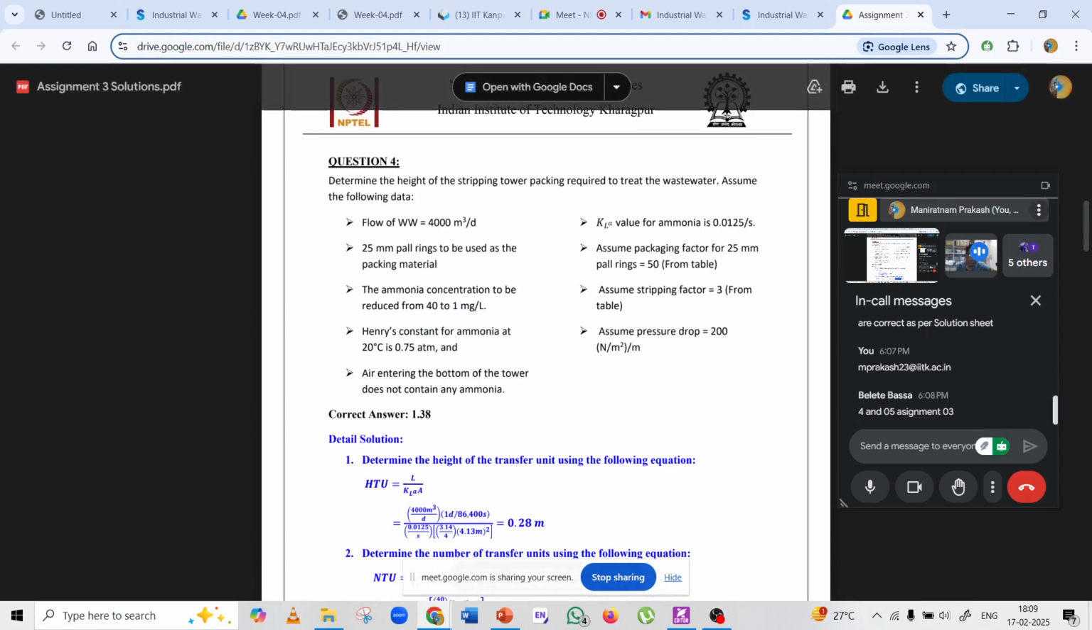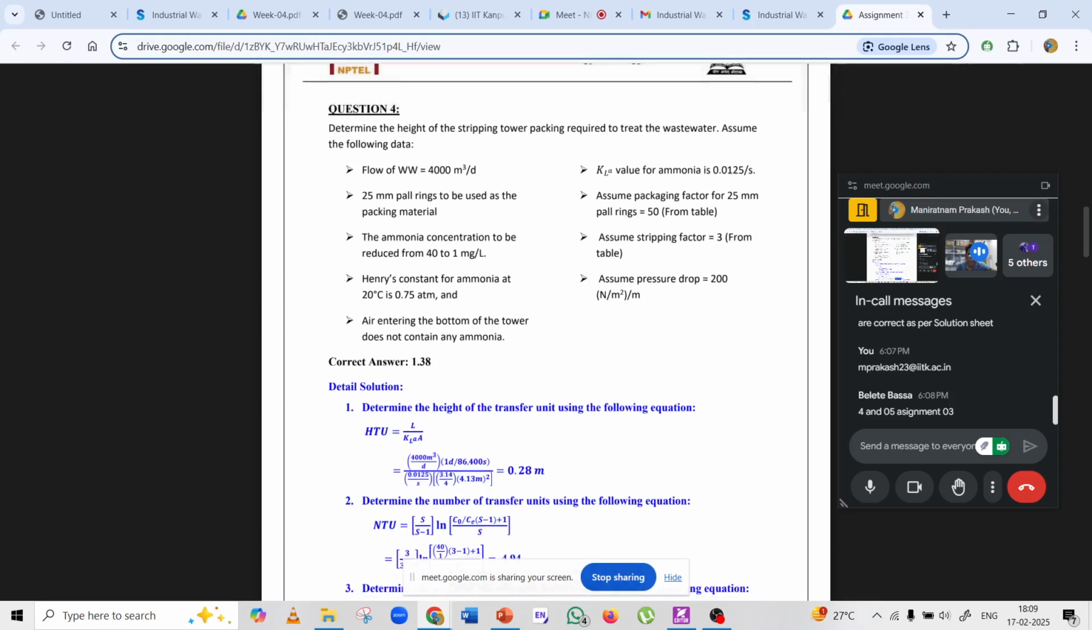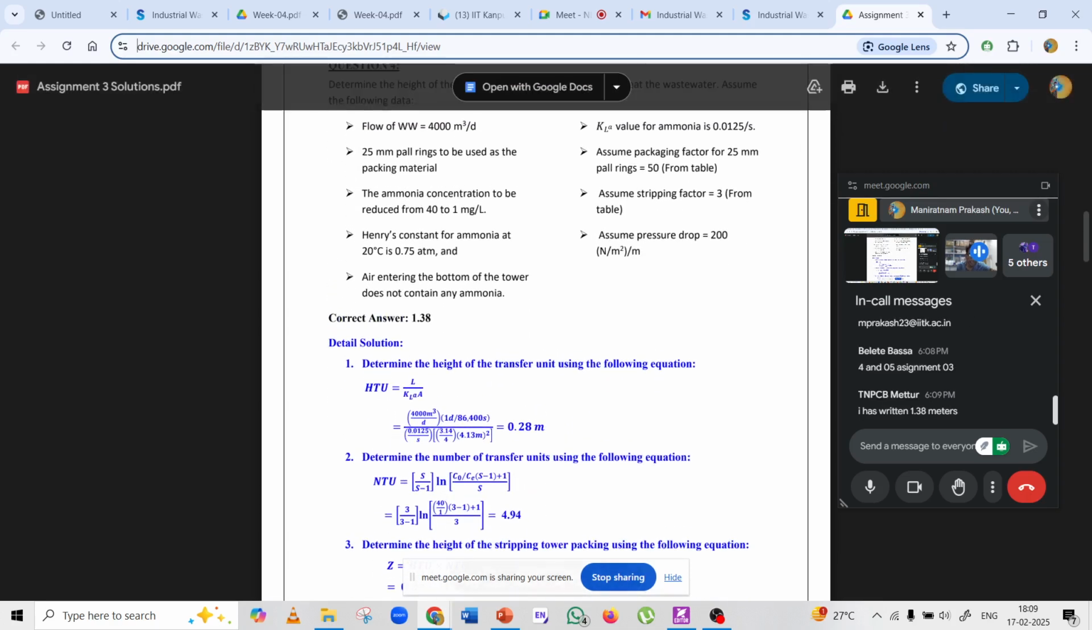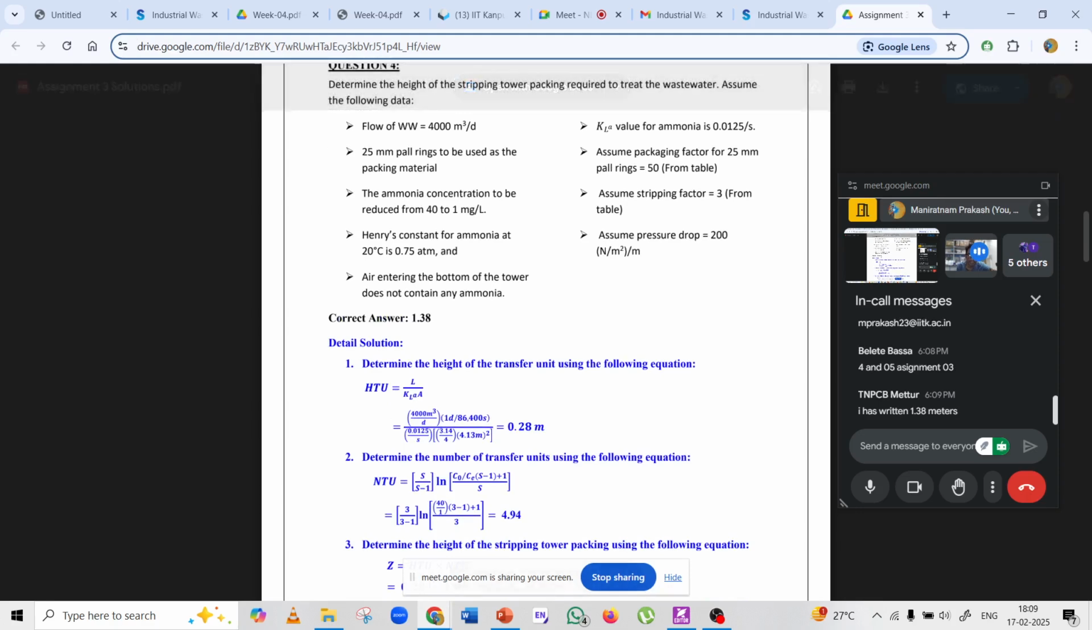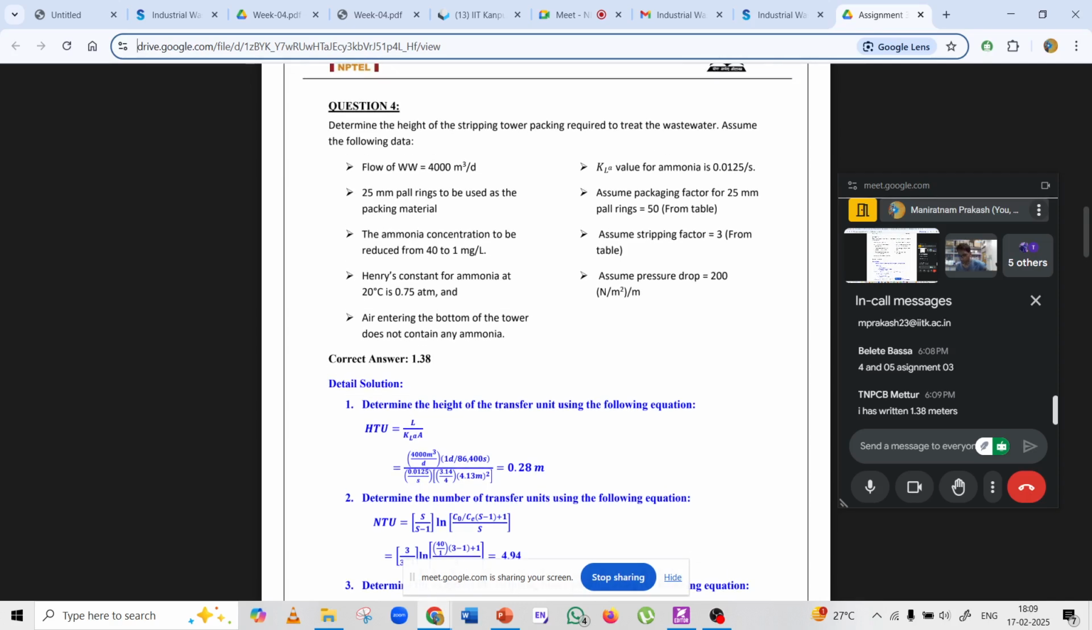Actually, I think there is some problem here. I think there should always be a range, not a particular answer. It will be between 1.3 to 1.4. Yes, sir, I have written 1.38 meter, but they marked me wrong. Okay, let me note down 1.38 meter. I will write a mail again.